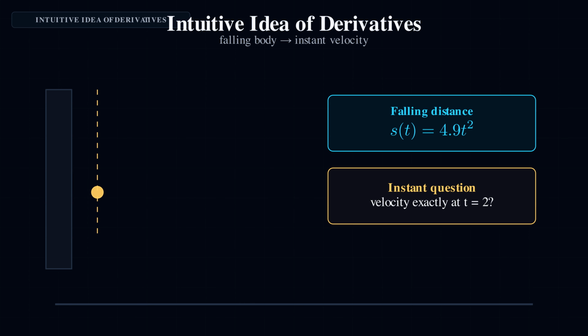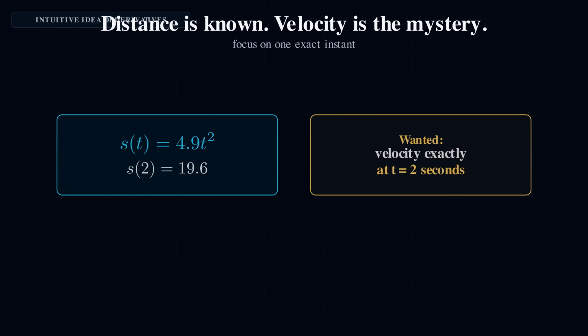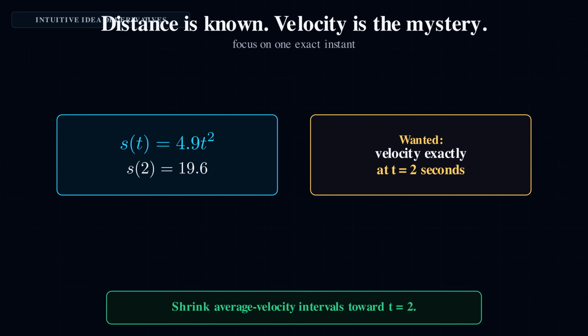The deeper question is, what is the velocity at one exact instant, such as t = 2 seconds? This is the intuitive idea of derivatives. The formula s(t) = 4.9t² gives distance. At t = 2, the distance is 19.6 meters. But distance is not velocity.